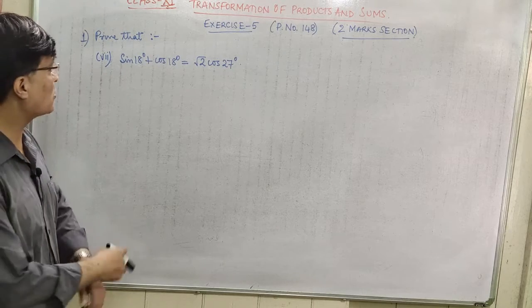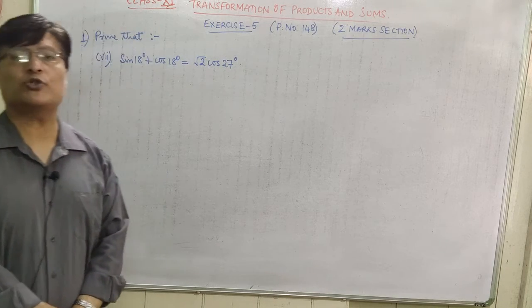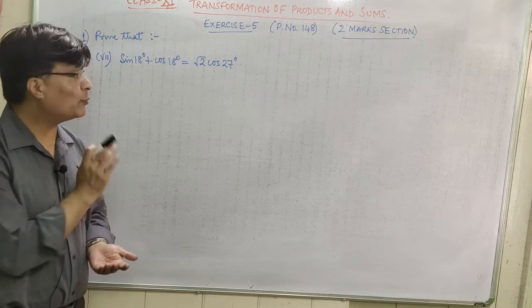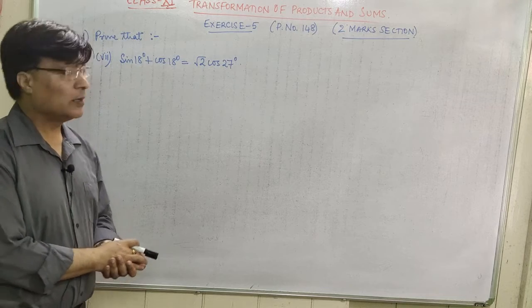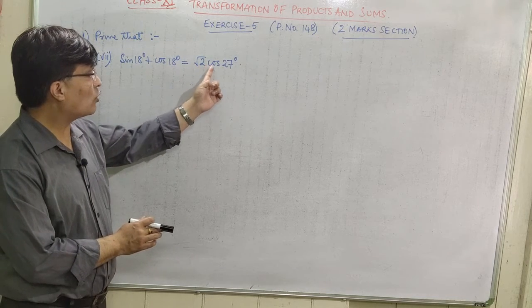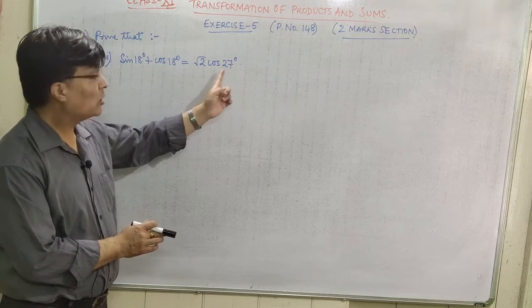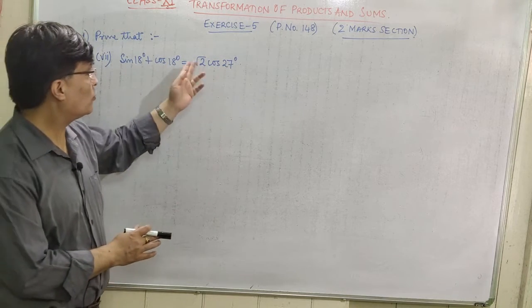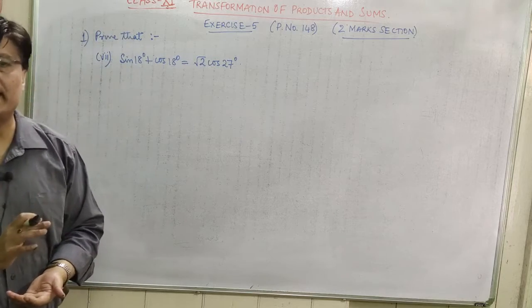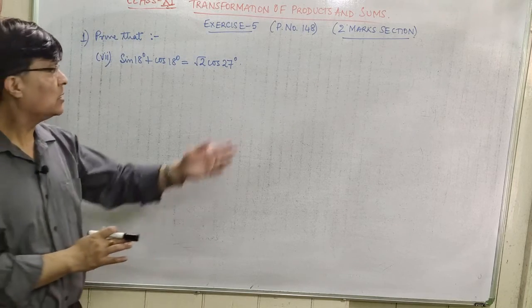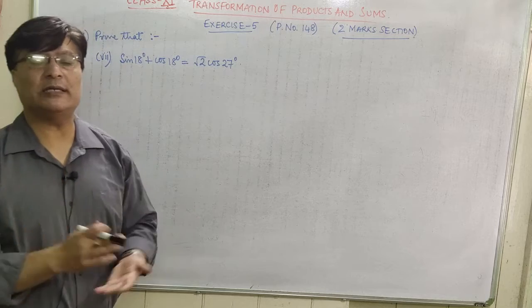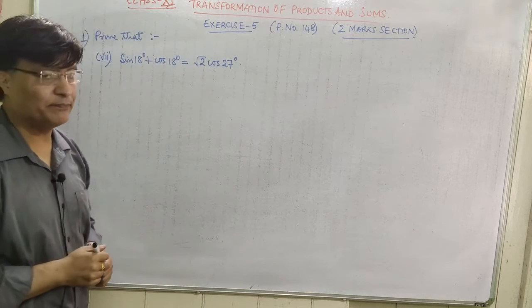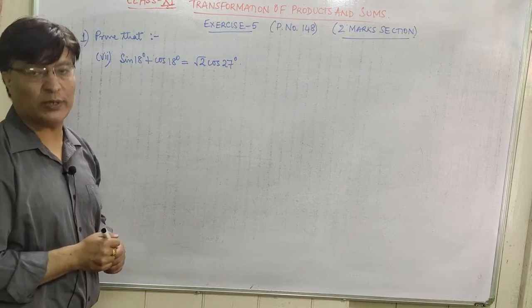Sine 18 degree plus cos 18 degree is equal to root over 2 cos 27 degree. So how can you prove it? So we can easily prove it from right hand side. On the right hand side there is root over 2 cos 27 degree, isn't it? This 27 degree can be written in terms of 18 degree. You have to prove root over 2 cos 27 degree is equal to sine 18 degree plus cos 18 degree, right? So this 27 degree can be written in terms of 18 degree by writing 45 minus 18. You know 45 minus 18 is 27.